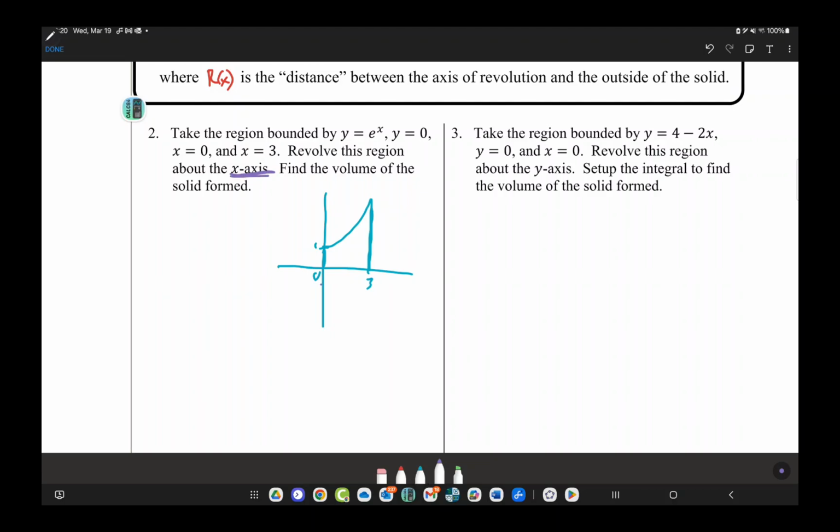Now, is it important to know which axis we're rotating around? Yeah, because how is that going to change our equation? If we're rotating around x, your function should be in terms of x. If we're rotating around y, your function needs to be in terms of y.